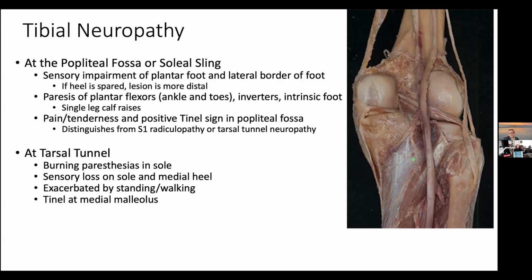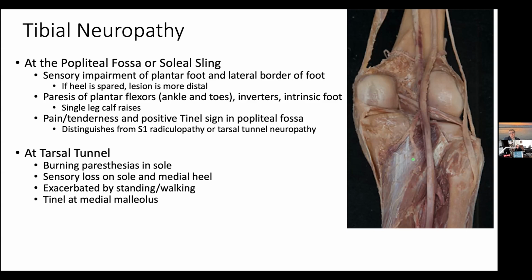I don't know. Well, yeah, okay. That's a fair point. Yeah, so many of the motor branches are going to come off prior to the tibial nerve actually entering the soleal sling. They'll come off proximal to the knee even. Proximal to the femoral condyles.